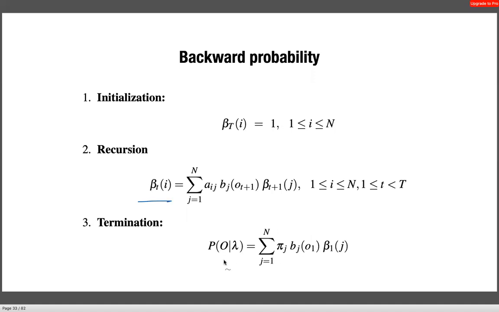And the termination is that you find the likelihood of having observed O as the sum over all j of beta 1 of j, times the probability of emitting O1 at state j, times the initial state probability of having started in state j, because you're considering the states at the initial time step.